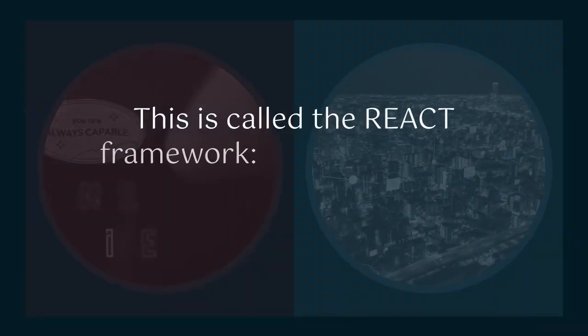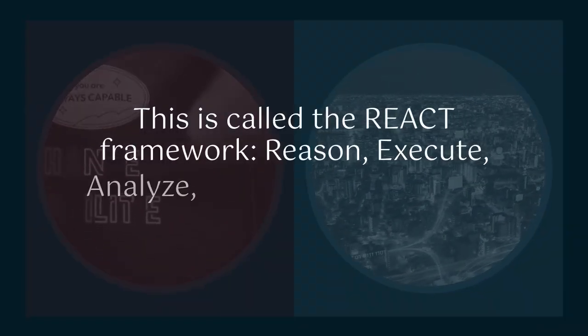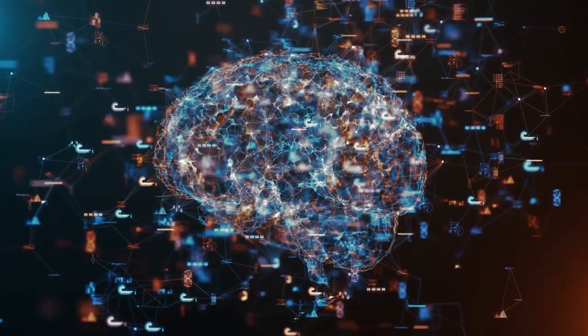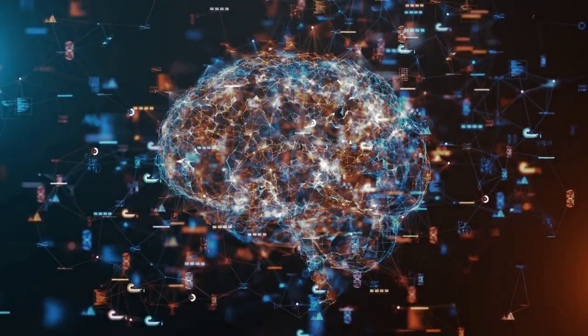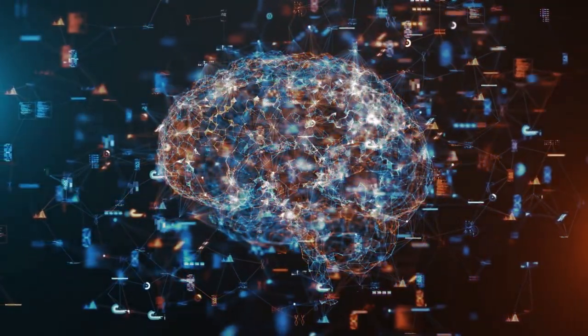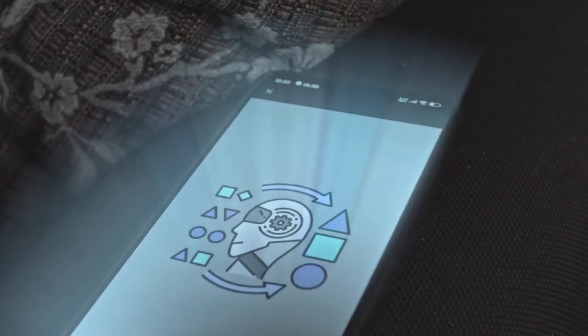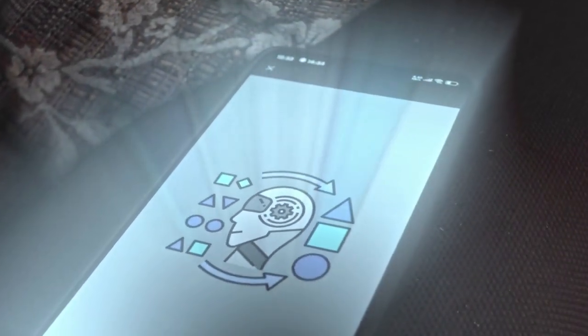This is called the REACT framework. Reason, execute, analyze, correct, and try again until the goal is met. AI agents operate in an autonomous loop. They plan, act, learn, and refine. This leads to emergent decision-making, where the agent adapts and improves as it works toward your goal.